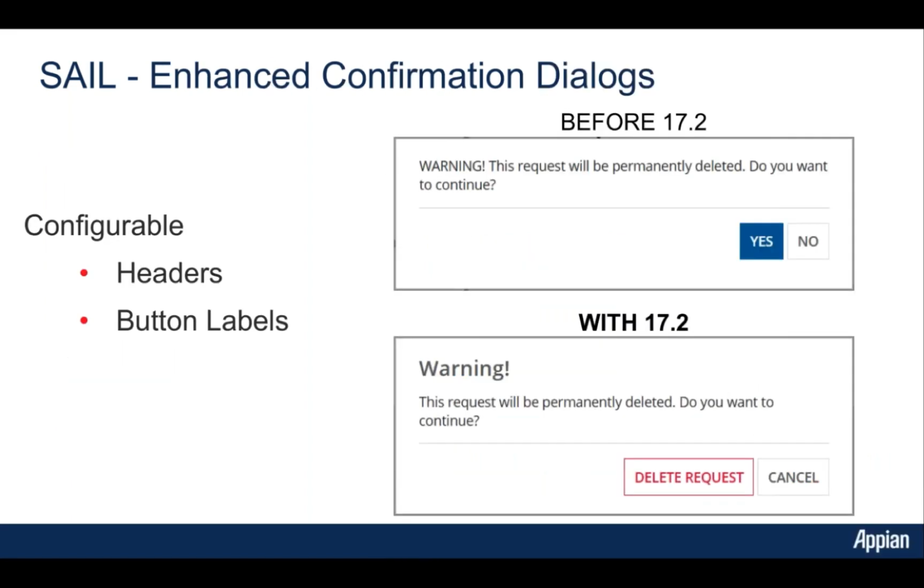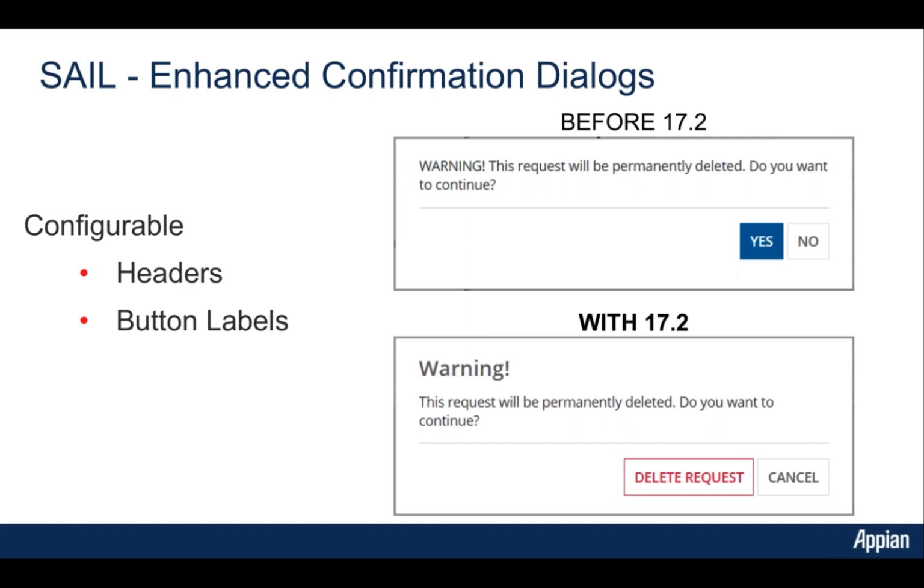And lastly, with Appian Sail, we have enhanced confirmation dialogs. Confirmation dialogs are configurable on button actions, so associated with the button controls. As the user clicks on a button, you can have a confirmation dialog appear. Before Appian 17.2, the confirmation dialog simply prompted the user with text, as I see here: warning, this request will be permanently deleted. Do you wish to continue? With simply a yes/no control.